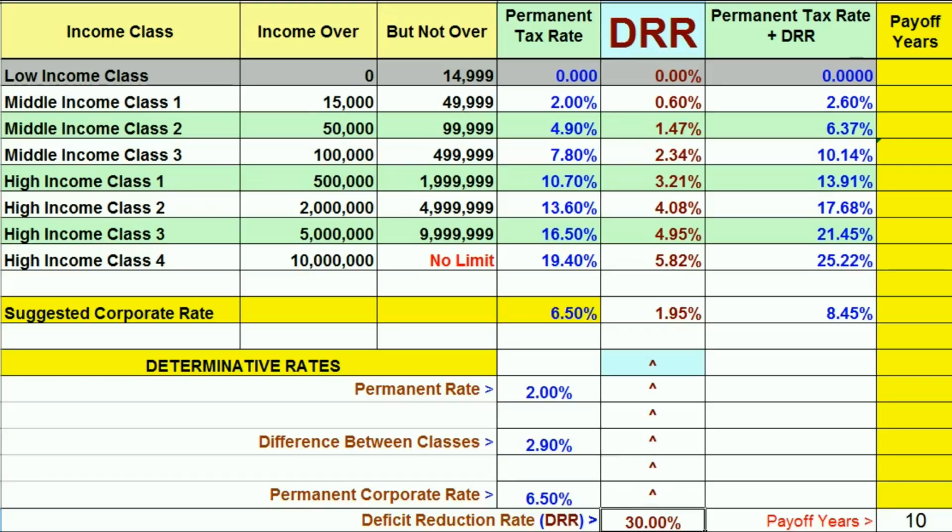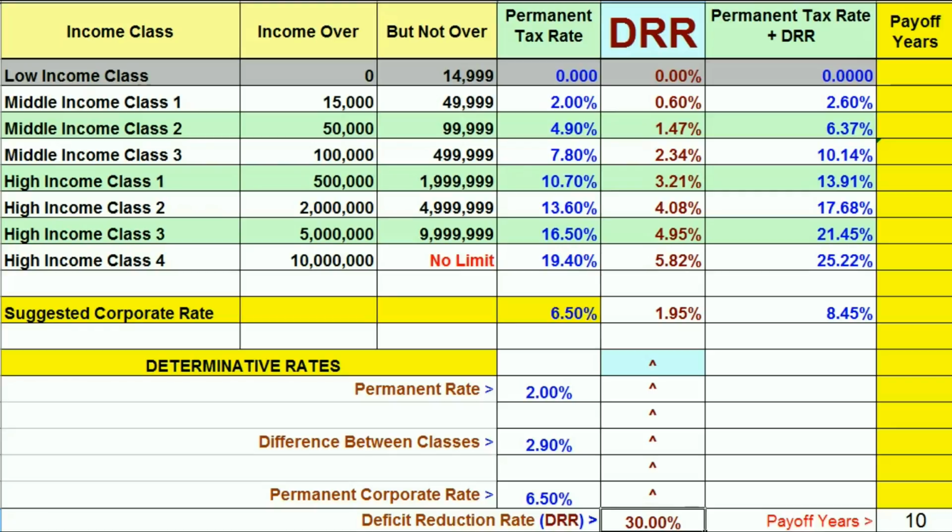Now, let's take a look at the 3 most important rows below, which we refer to as the determinative rates. These are the base permanent rate, which is 2%. The difference between classes, which is 2.9%. The permanent corporate rate, which is 6.5%. And the deficit reduction rate, the DRR, which is set at a suggested 30% in order to pay the national debt in about 10 years.